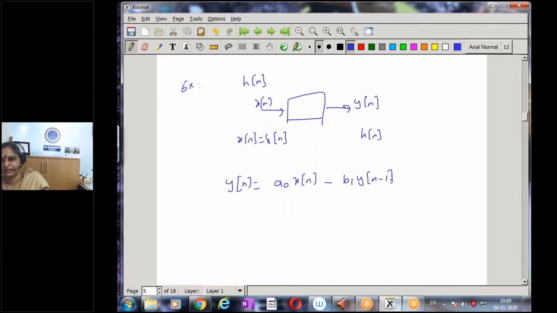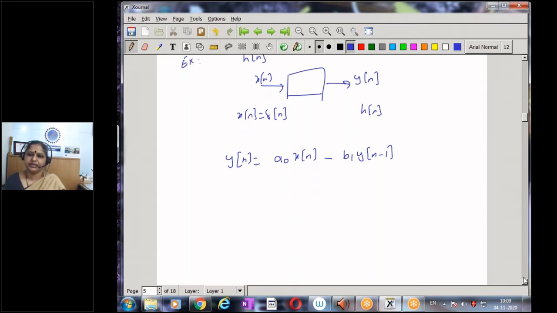I'm just taking, for example, a short one with few coefficients, but in a real system we may have a finite number of coefficients a0 to an. It depends on the order of the system. In this case, my output is dependent on the input x of n and also the past output y of n minus 1. So let us once again try to compute the impulse response. What is x of n? My input is a unit impulse function, and my aim is to compute the impulse response.